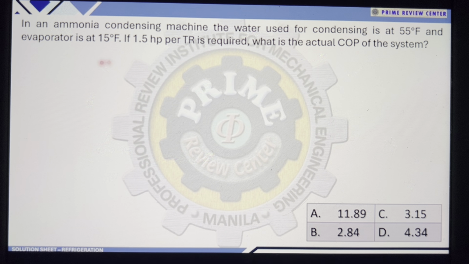In an ammonia condensing machine, the water used for condensing is at 55 degrees Fahrenheit and the evaporator is at 15 degrees Fahrenheit. If 1.5 horsepower per TR, tons of refrigeration, is required, what is the actual COP of the system? So, pag sa problem nagpapahanap ng actual COP, what we really need to think of is yung equation regarding our COP.